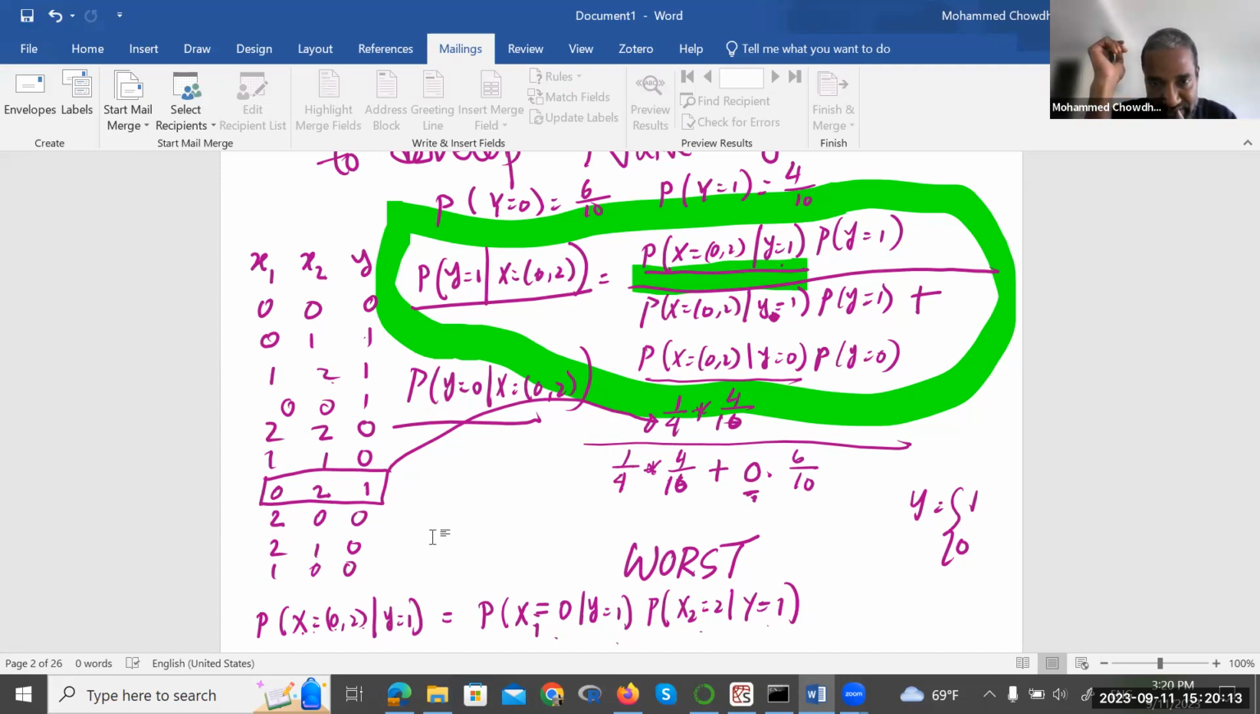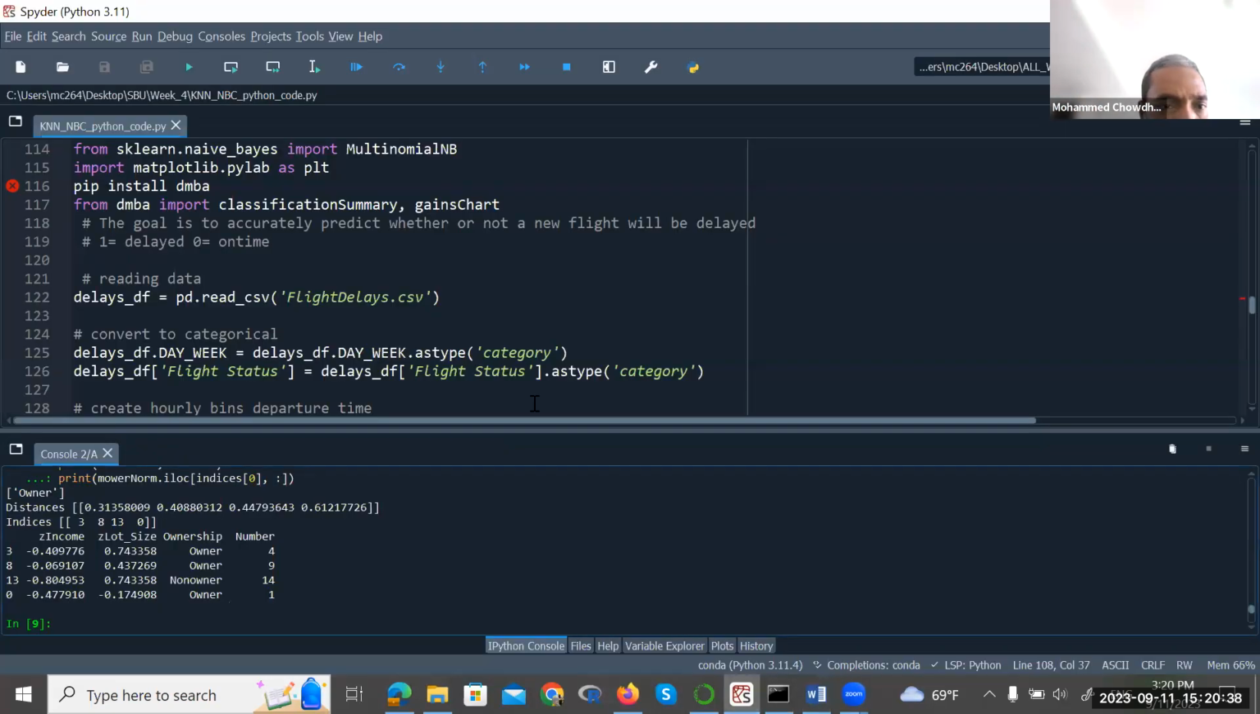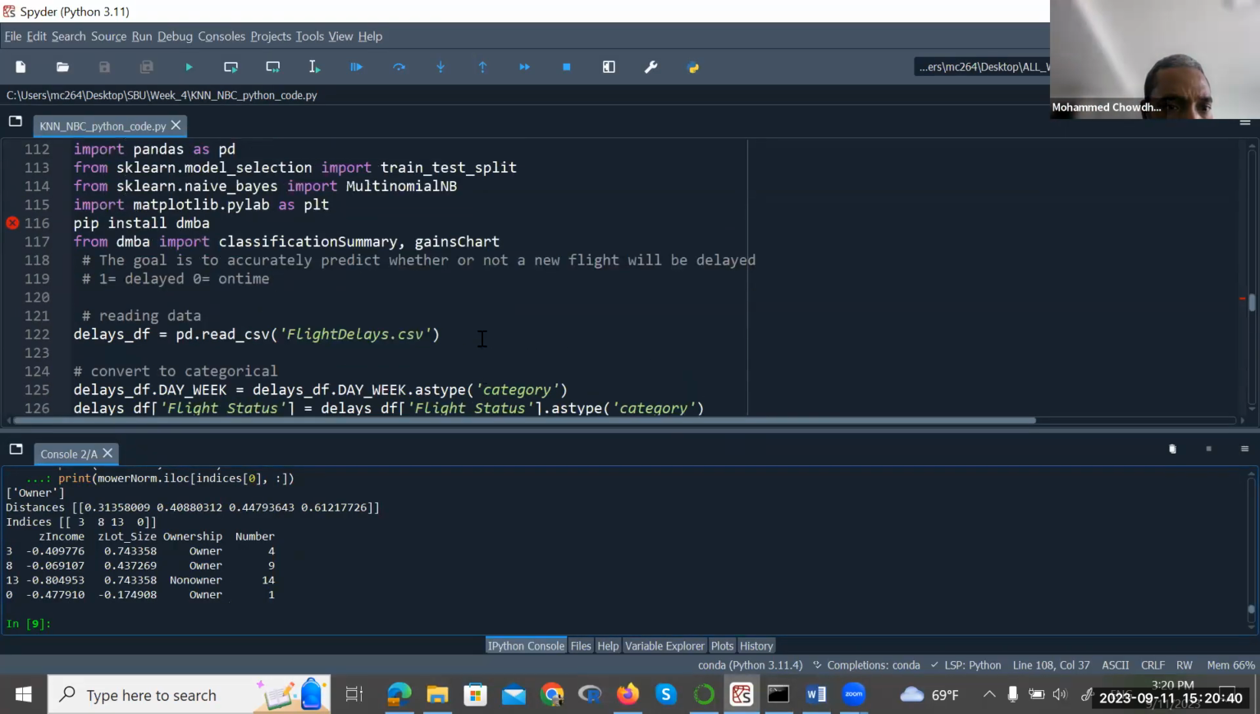I said naive Bayes is for categorical covariates. If there is a continuous covariate, you have to recode it to a categorical covariate, and then you can find the probability. So I think that's it. And now let me run the Python code.